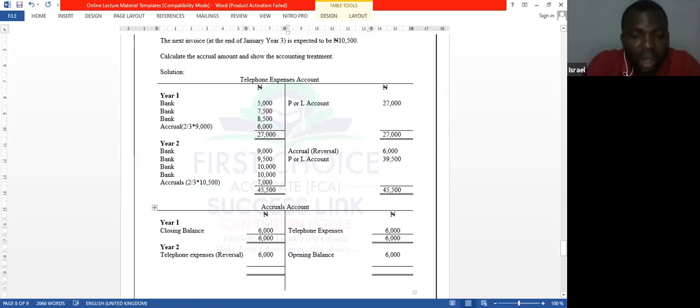So we have here to be telephone expenses account. Now that will be 7,000. So adding that together will give us 6,000 plus 7,000, that's 13,000. So 13,000 is more than 6,000, that is on the other side. So we have 13,000 minus 6,000, which will give us 7,000. And that will be our closing balance. So it means that when we continue like this, our opening balance in year three.